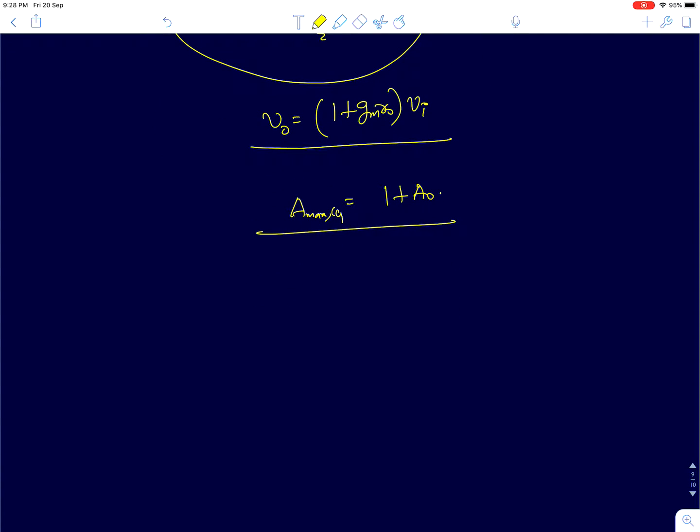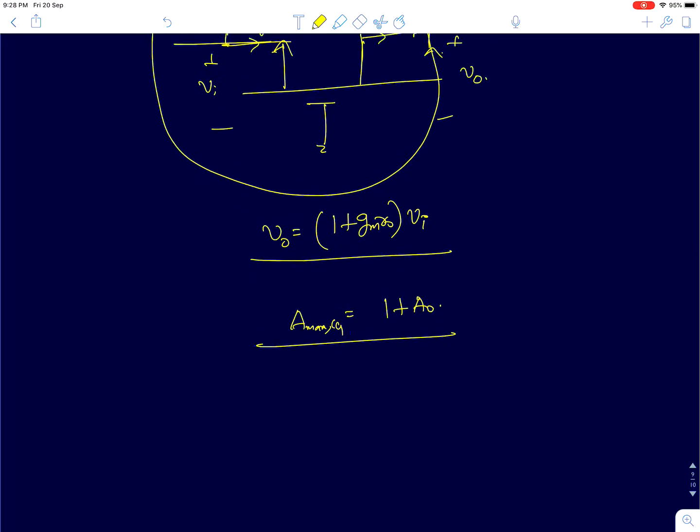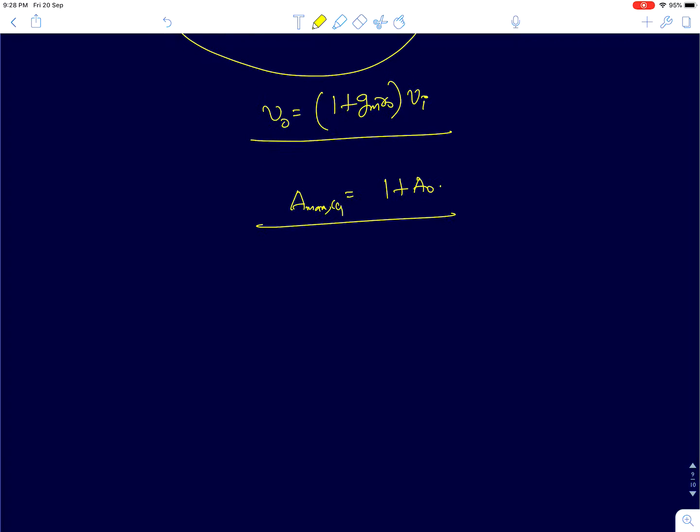Okay. Now the next step is to find the input resistance and output resistance. In common source and common drain configurations, we found that the input resistance was infinity. And we also found that output resistance was R0 for common source and 1/gm for common drain, at low frequencies. If you look at this, they both are independent of the values of RS and RL you connect to the amplifier.